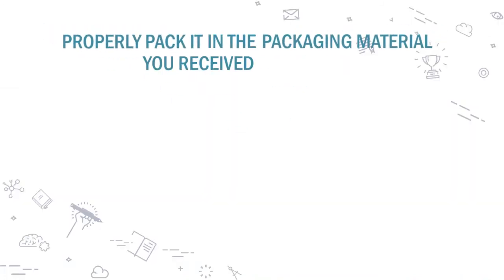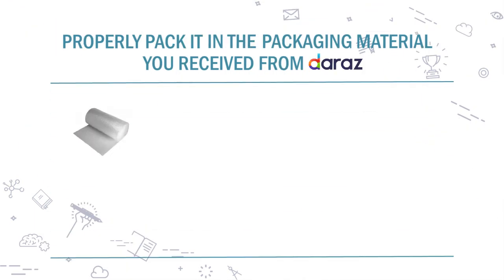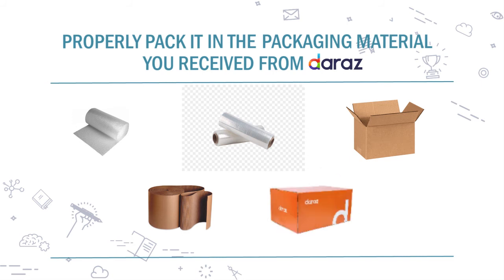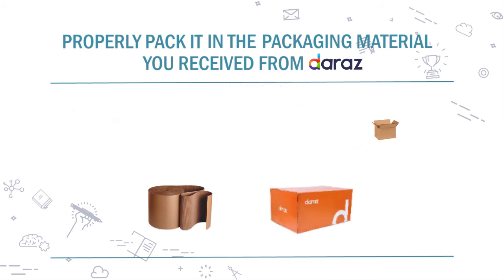As soon as you RTS an order on Seller Center, make sure to properly pack it in the packaging material you receive from Draz. You may use bubble wrap, shrink wrap, cardboard sheet, brown sheet, Draz flyers or carton to pack your items depending on the category they belong to.